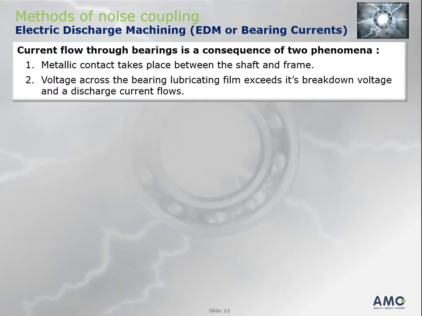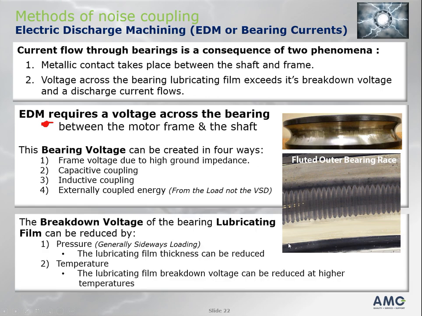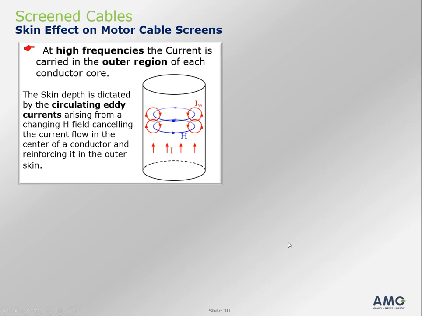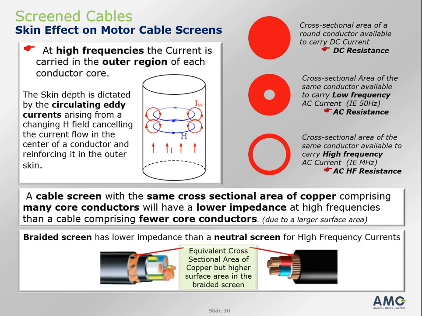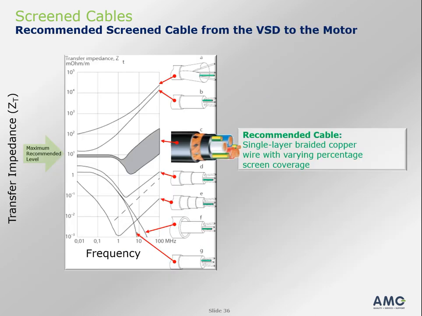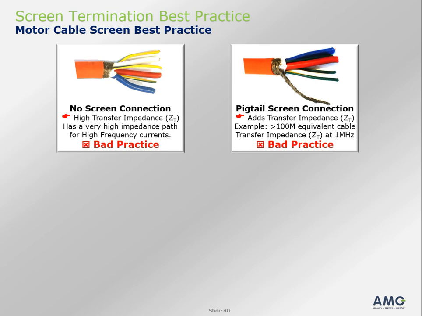This leads on to EDM or bearing currents, how they're produced, what their paths are, what they do, how they affect the bearings, and how to mitigate them. The high frequency within the system causes skin effect in cables. We discuss skin effect and how that affects your cable choice. And we discuss what cables perform better under the high frequency conditions. Also, we discuss the best termination practice of the screens of the motor cable.